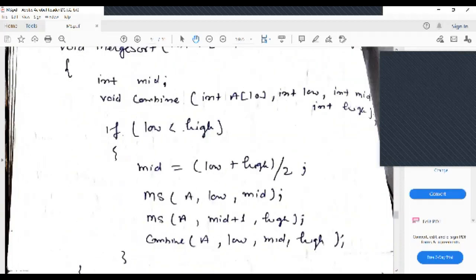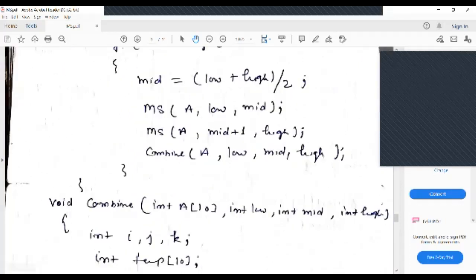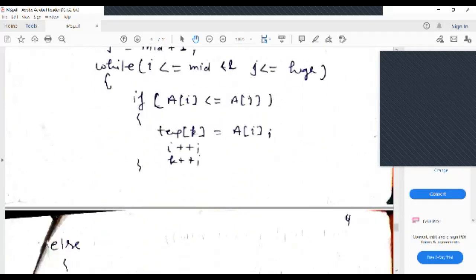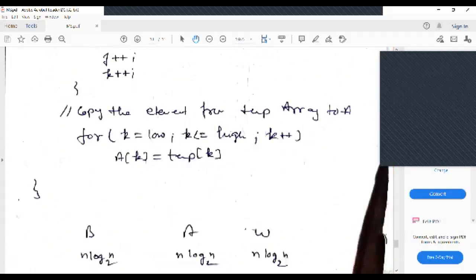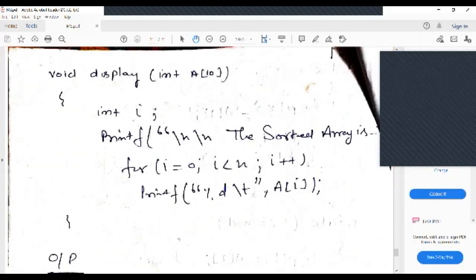ठीक है, same thing is written over here. First calculate the mid, then call merge sort A low mid, then merge sort A mid plus 1 high, then combine, then again describe this combine, void combine. Combine will work the way as I discussed. Okay, fine. At last you will call this void display to print the sorted array. ठीक है, sorted array को आप print करने के लिए call करेंगे.